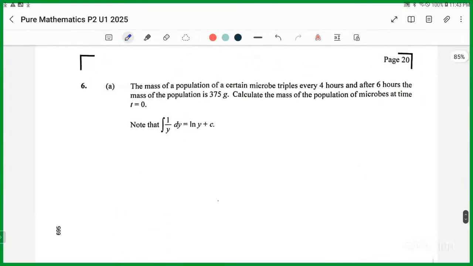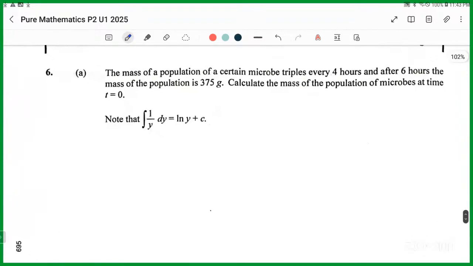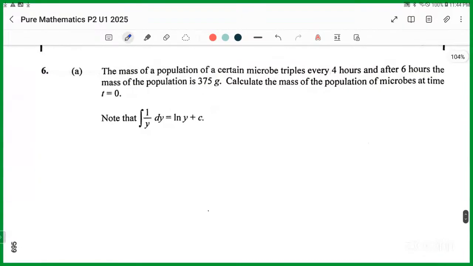It's just 6A. So Brianna said this question, 6A, gave us some problems. All right, so it said the mass of a population of a certain microbe triples every 4 hours. It triples every 4 hours, so we don't know the rate. Our rate is always given per hour. And after 6 hours the mass of the population is this. So that's why you can find some constant.